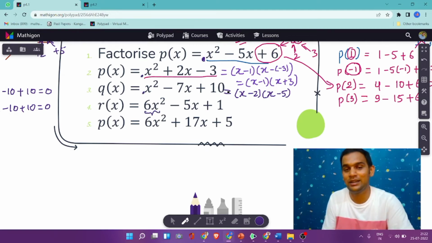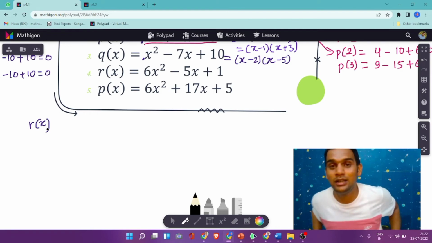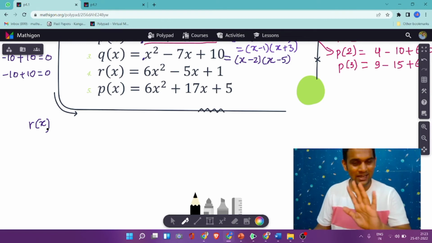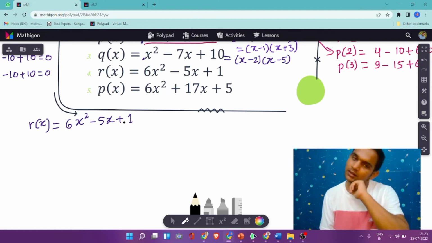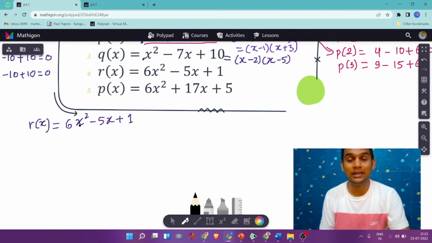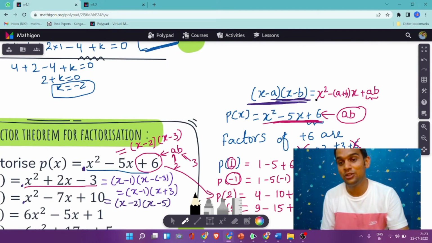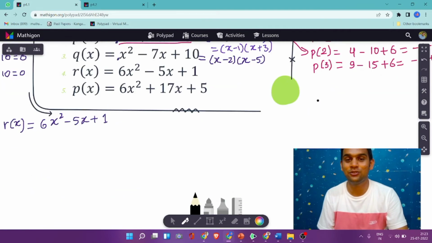Let's understand. We have one example here. So what do we do? We make that coefficient 1. So r of x equals 6x square minus 5x plus 1. Now, why do we do that? Why do we make it 1? Because when we write the standard form (x minus a) times (x minus b), you can see over here we have 1 as the coefficient. That is why we make it 1.